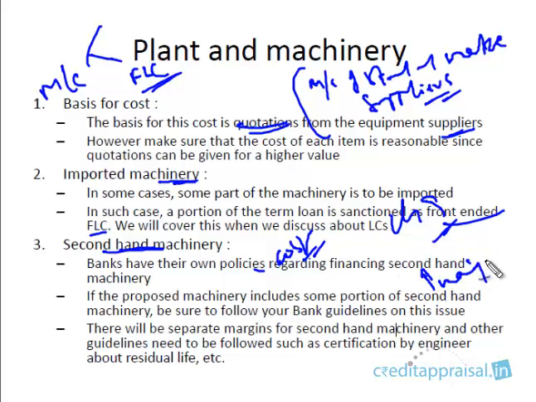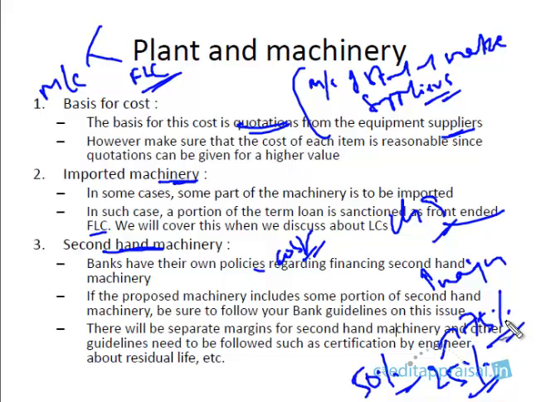Normally the margin is 25% of plant and machinery. Maybe for second-hand machinery they have a higher margin, like say 50%. So what they're saying is, in the first case, for the original machine, you sanction up to 75% of the cost of the machine, whereas for second-hand machinery you will be financing only 50%. This varies from bank to bank.